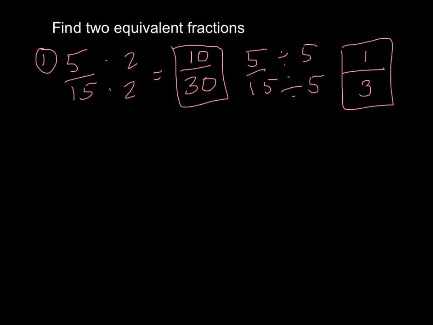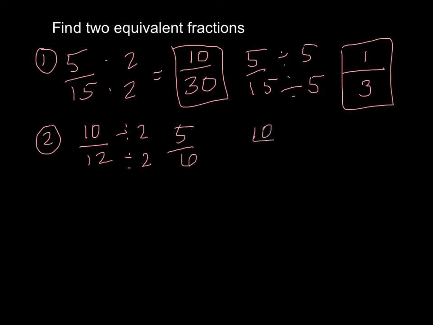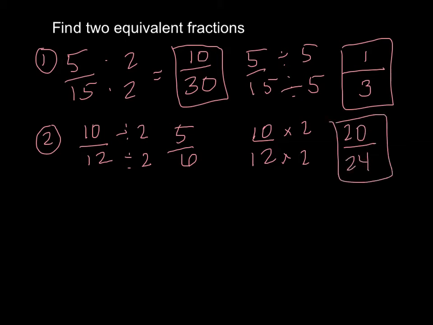Okay, let's try another one. Let's try 10/12. I see I can divide them both by 2. So I would get 5/6. Then I could also take 10/12 and multiply the numerator and denominator both by 2. So I'd get 20/24. So here are my equivalent fractions.